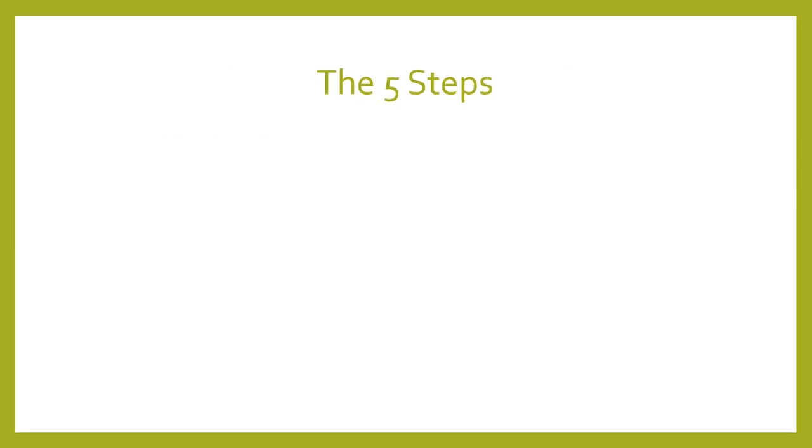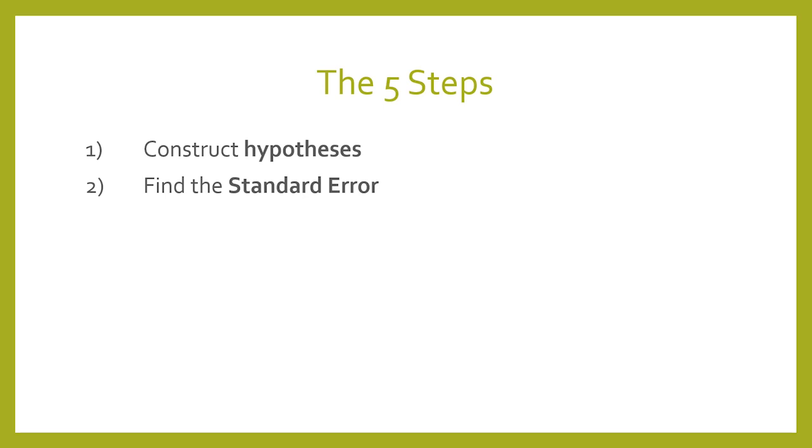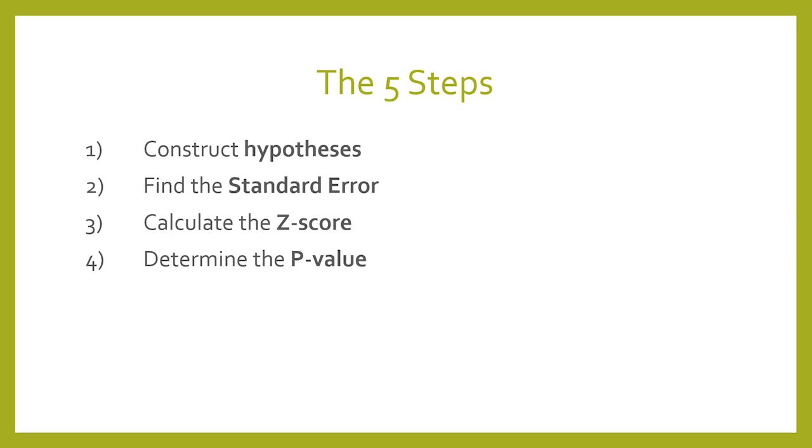There are 5 key steps to hypothesis testing. Number 1, construct hypotheses. Number 2, find the standard error. Number 3, calculate the z-score. Number 4, determine the p-value. And number 5, state your conclusion. Let's go through each of these using an example about GRE scores.